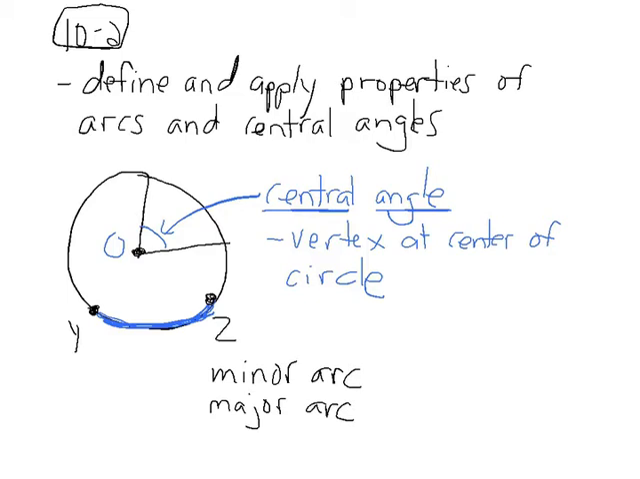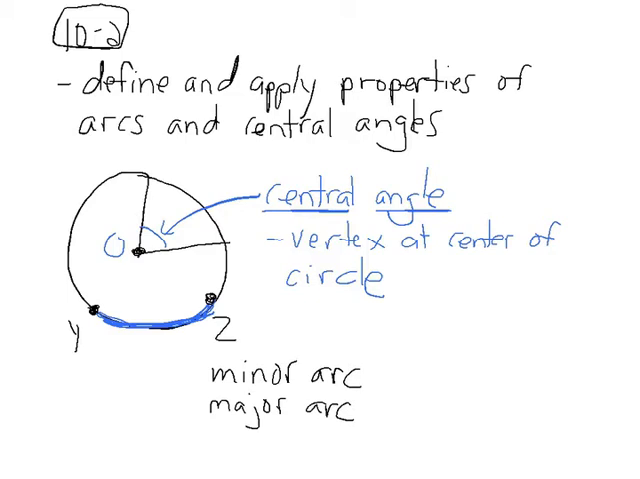If points Y and Z are the endpoints of the diameter of the circle, we would say that the two arcs that would be formed are called semicircles. So semicircles are formed if those points on the circle are the endpoints of a diameter.